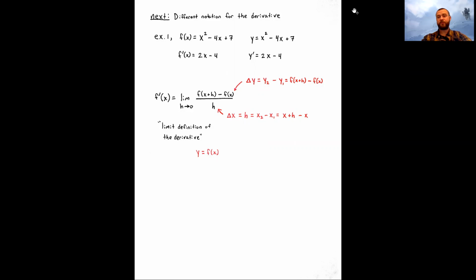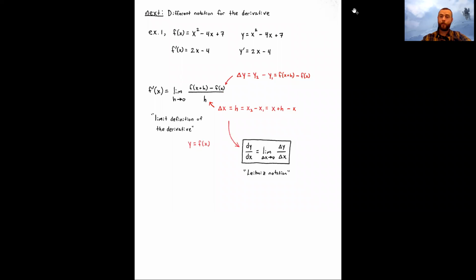All right, so what's the point of this? We're just layering different notation on. Well, we get a substantially different looking notation for derivatives now. We get what's called Leibniz notation. Leibniz was one of the co-discoverers of calculus, along with Newton.